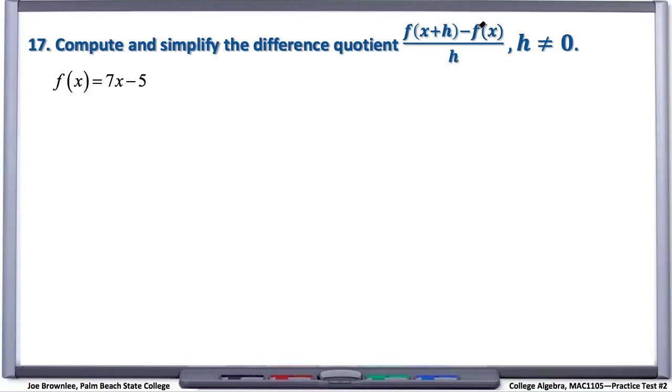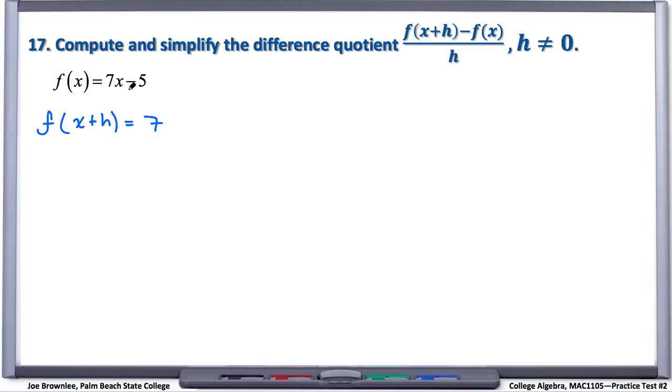The f of x part will always be given to you. This f of x in the difference quotient is the f of x that we've been given. So our first priority is to find f of x plus h. And to do that, we are going to take the given function, this f of x function, and anywhere we see an x, we're going to take that x out and plug in x plus h and simplify.